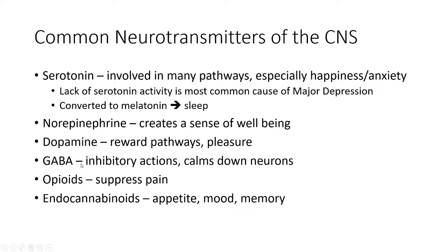Then we have GABA, also known as gamma aminobutyric acid, which is a modified amino acid. And it has inhibitory actions. When it's released, it will inhibit neurons, and it actually acts to calm down neurons. So releasing GABA calms down overactive neurons. We also have opioids, also known as endorphins, which are going to suppress pain.